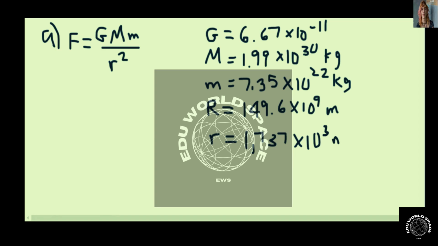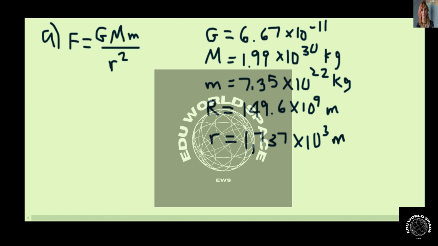In kilometers or in meters. I'm just Googling this. It says that it is 1,737 kilometers. But kilometers are times 10 to the third power. So I'm going to erase that and I'm going to write times 10 to the third power meters.